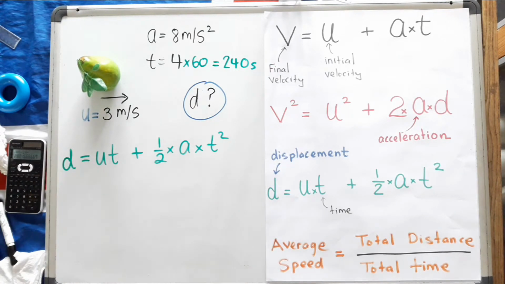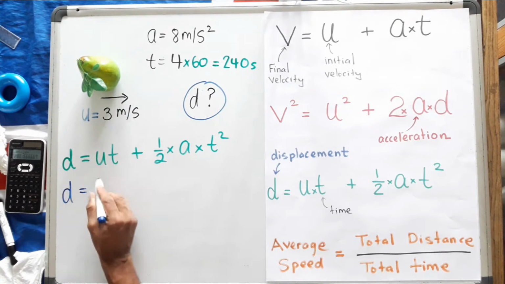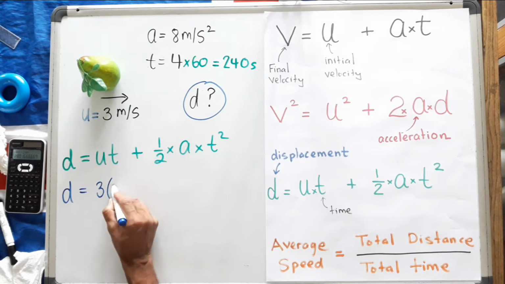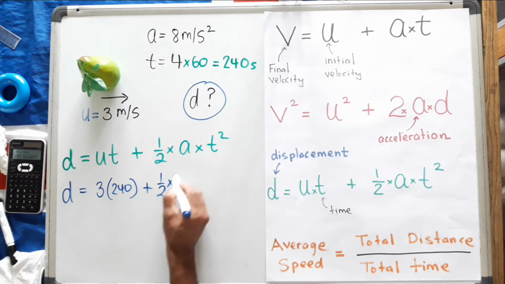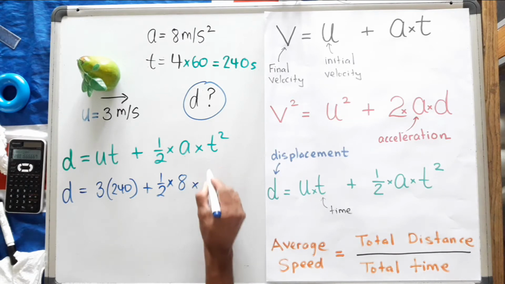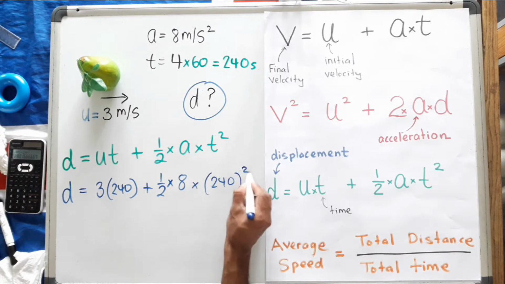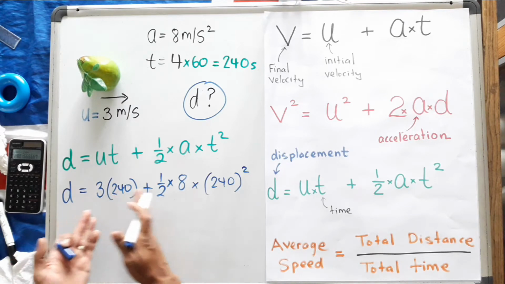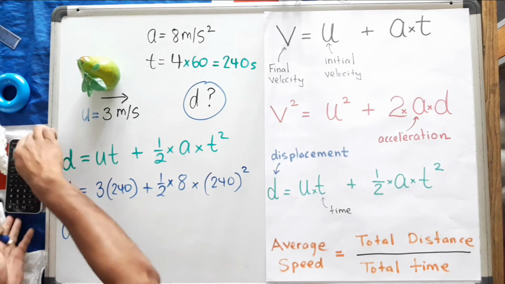Now we can replace everything inside here. The distance, we do not know it. That's the aim of the question. The initial velocity is 3. The time is 240 seconds, plus a half. The acceleration was given to us. The acceleration was 8, and the time is 240, and we have to square this. So all we need to do is work this out on our calculator, and we'll get our final answer.